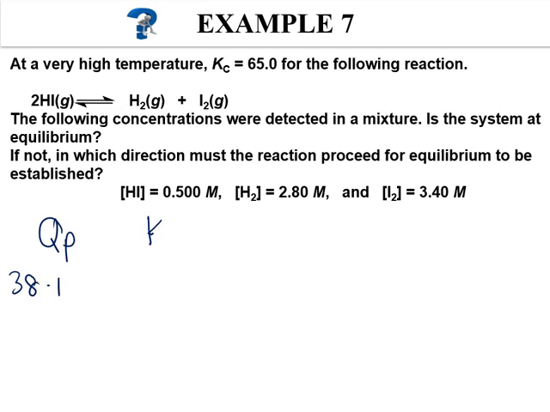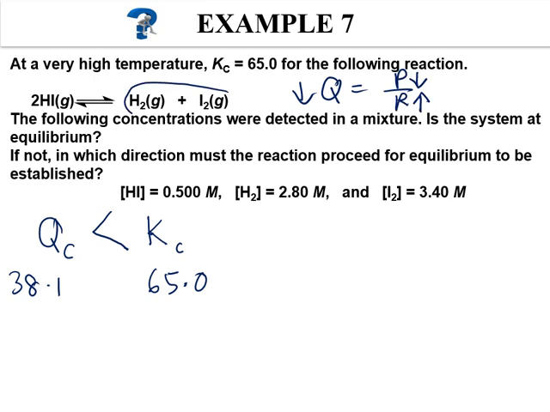QP pula. QC. Sorry. QC calculated is 38.1. KC given is 65.0. That means QC smaller than KC. So, macam tadi Mina cakap, kalau Q kecil, maksudnya apa? Kenapa Q awak kecil? Maksudnya, produk sikit, return ada banyak. Produk awak ada sikit je, return awak ada banyak.